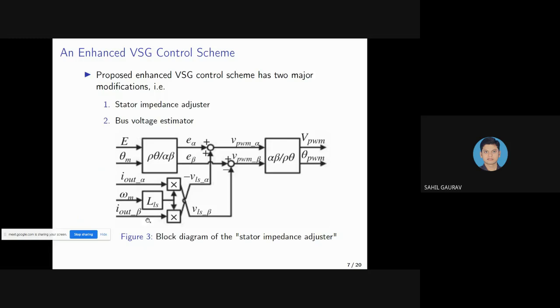One thing we can see here is that the virtual stator inductor is realized by multiplying the output current by the virtual stator inductor in the alpha beta frame. This is one of the important points. We can also say that the function of the stator impedance adjuster is to adjust the output reactance of the DG freely and to operate as a virtual impedance controller. It controls the output reactance of the DG, that is, it sets the output reactance of the DG.